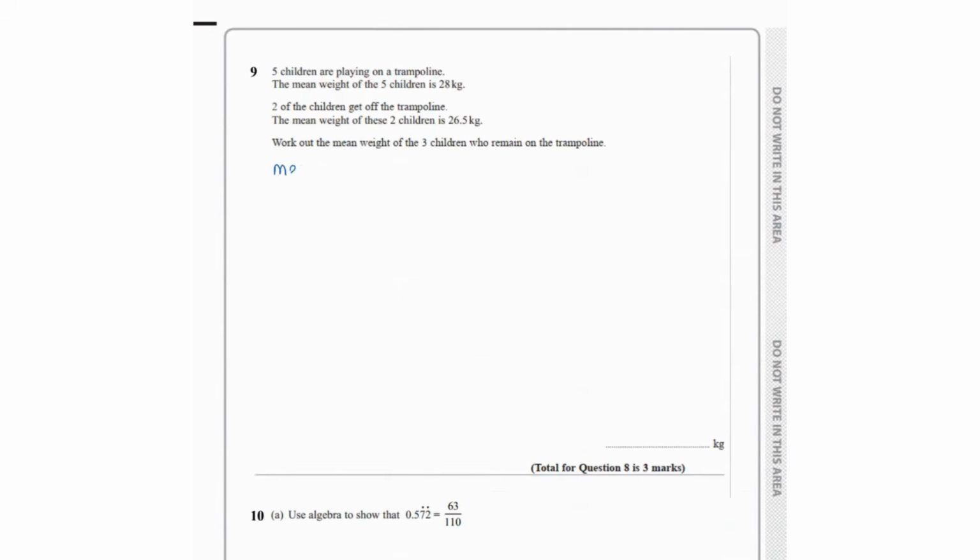Mean is your sum of values divided by number of values. So if they've given us the mean for 5 children, and they've given us the number of children, that is 5, we can easily find the total sum of weights of the 5 children. Their sum we can find by multiplying the mean with the number of children. Sum of 5 weights: 28 times 5 is 140.